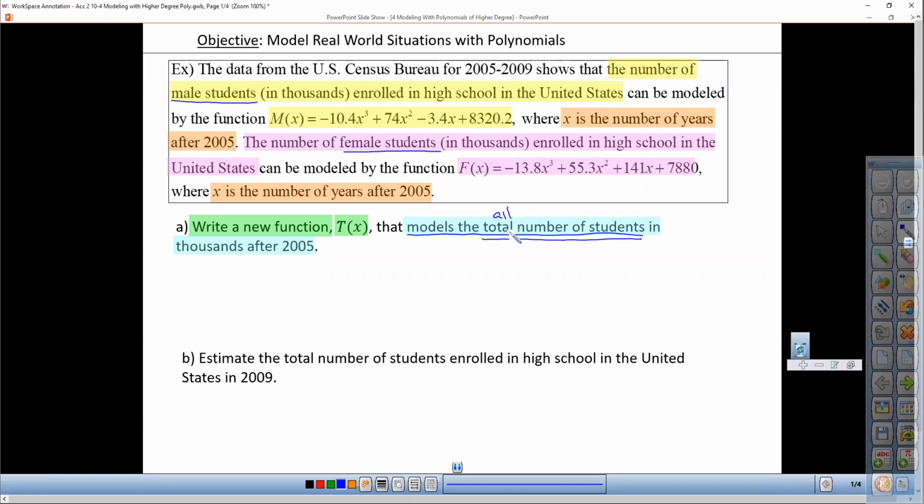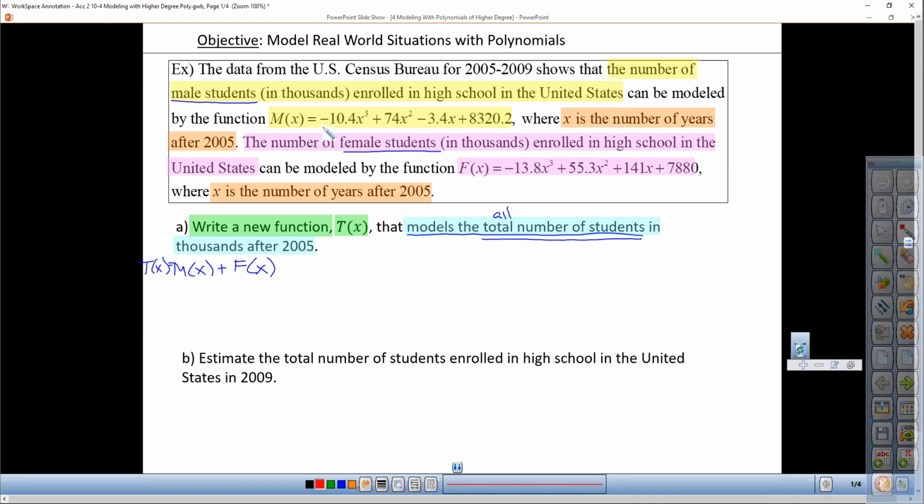So given that we've now determined that to get the total number of students we have to add, what we're going to have to do is take our m of x function and add it to our f of x function. And that's going to be our t of x function. Now, how you structure this addition is sort of up to you. If you want to write a big, giant, long, horizontal string of all of your terms, you can. I like lining things up vertically in a problem like this with my like terms.